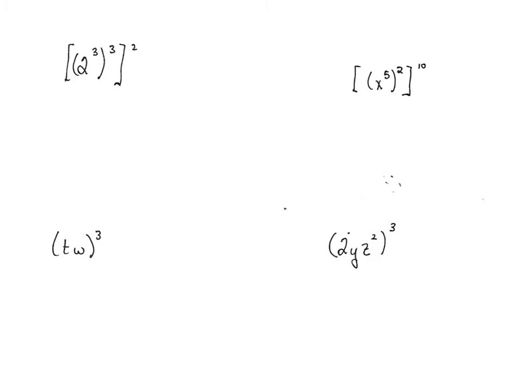Okay, let's look at this example. Remember, I said let's start on the inside and work our way out. So we're going to have 2 cubed cubed. That's 2 to the 3 times 3, which is 9. Now notice that's still all squared. So we're going to have 2 to the 9 times 2, which is 2 to the 18th. Okay, let's look over here. X to the 5 times 2.